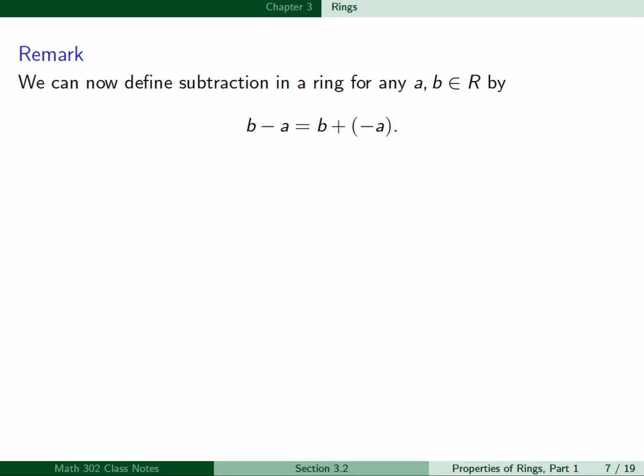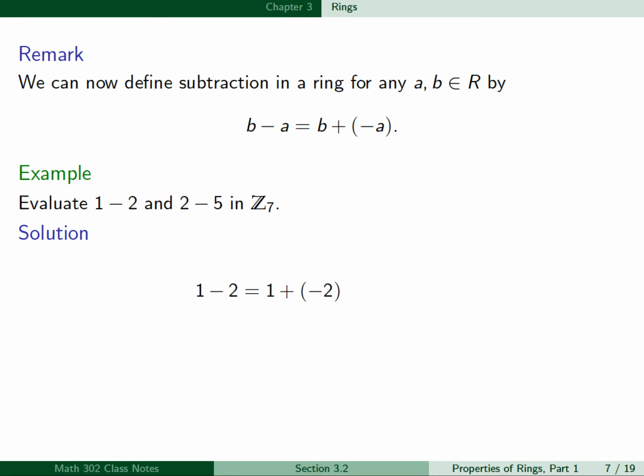Now, we can define subtraction in a ring for any elements A and B in R by B minus A is defined to be B plus minus A. So we take B and we add the additive inverse. For an example, we can evaluate 1 minus 2 and 2 minus 5 in Z7. Well, 1 minus 2 is equal to 1 plus minus 2, according to our definition of subtraction. And minus 2 is the additive inverse of 2 in Z7, which is 5. So this will be 1 plus 5, which is equal to 6.